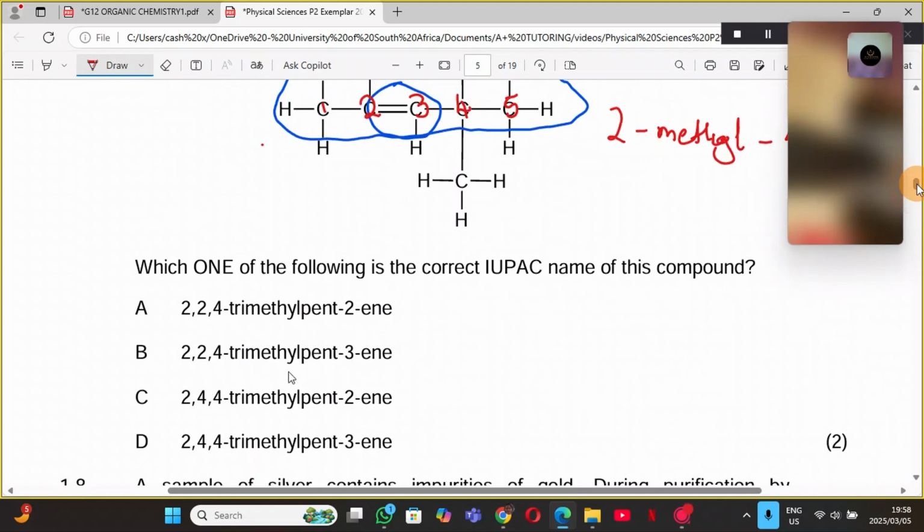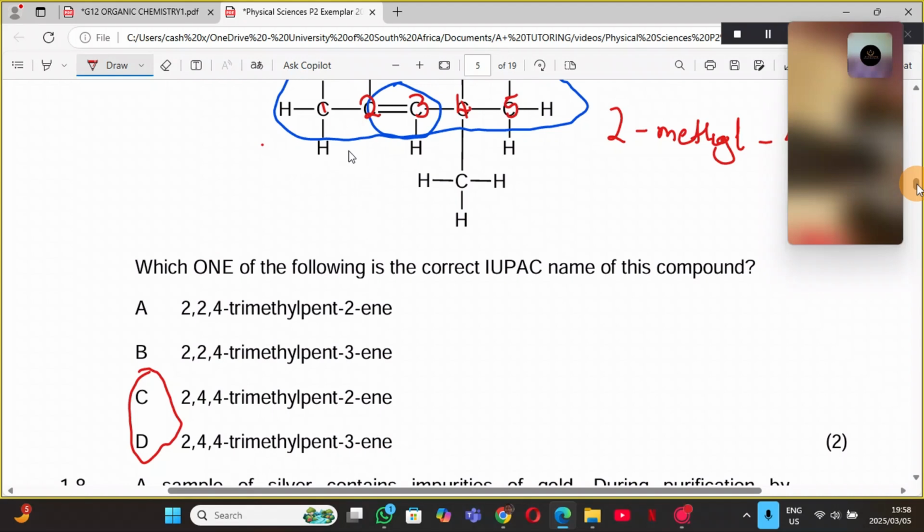So you see here they had the 2. So our answer will be what? It's a 2, 4, 4 trimethyl. So meaning we are looking at these 2 answers. So we have a 2, 4, 4 trimethyl. Now let's see.